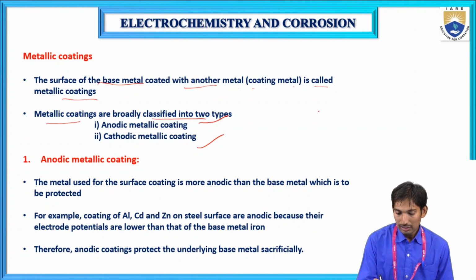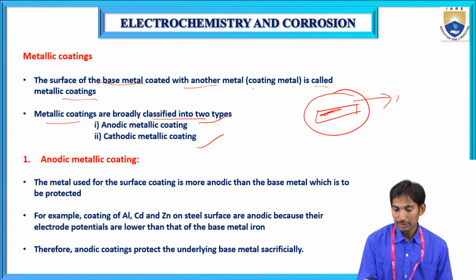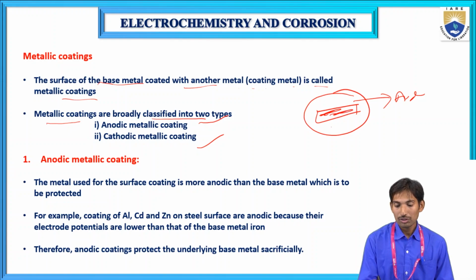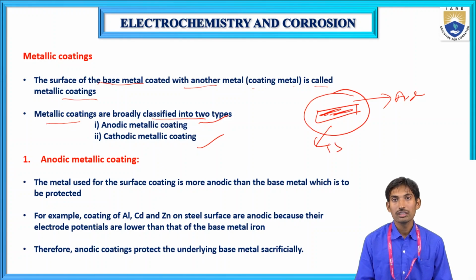See, if you take one base metal and coat it with another metal, that coating may be an anode or a cathode. The anode or cathode nature depends upon the reduction potentials of the metals. If the reduction potential of the coating metal is less than that of our base metal, it acts as anode, and our base metal acts as cathode. So, we are coating our base metal with the anodic metal, and we call that anodic metallic coating.